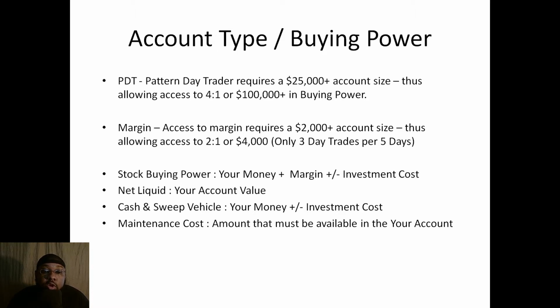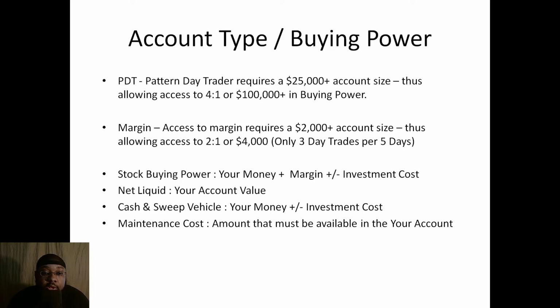This is one of the criteria you're going to see on your dashboard. Let's just say your stock buying power is going to be your money plus your margin, plus or minus your investment costs. Just like I was saying, if you have a pattern day trading account and you have 25,000 plus in there, your stock buying power is going to be 100,000. That's your total buying power, including your money plus your margin.